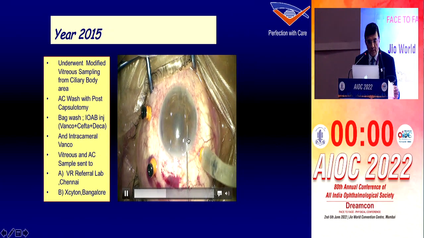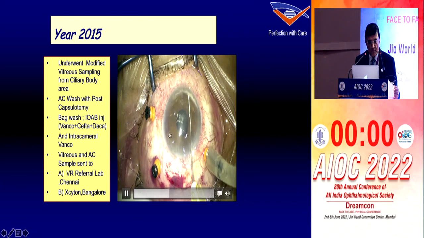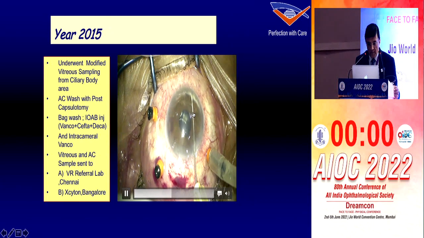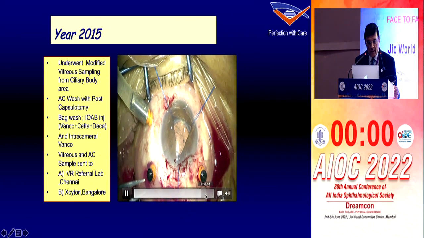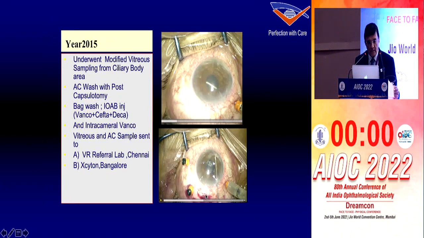So you can see here, with this I go into the periphery. I also take an intracameral fluid, and then we went ahead and did the vitrectomy, in this case a revitrectomy.